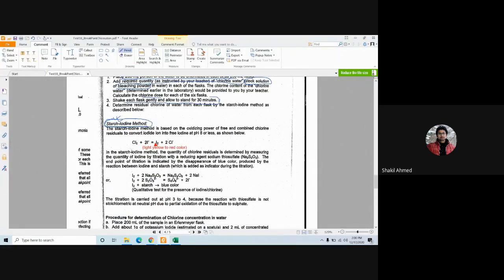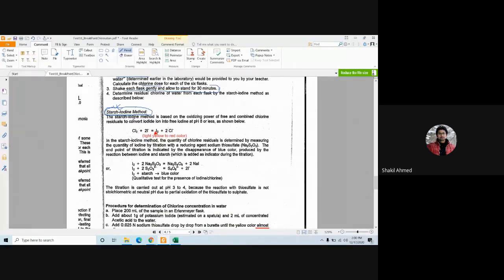So what we do here is this. Chlorine reacts with iodide to form chloride and iodine. Chlorine reacts with iodide to form free iodine and chloride ion at pH 8 or less. The oxidizing power of free and combined chlorine residues converts iodide ion into free iodine. It's the key, the free iodine molecule. Is it clear?